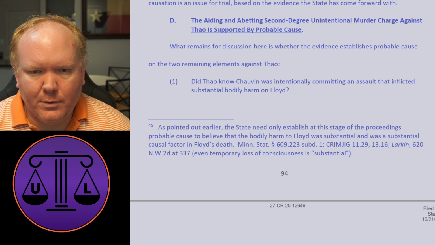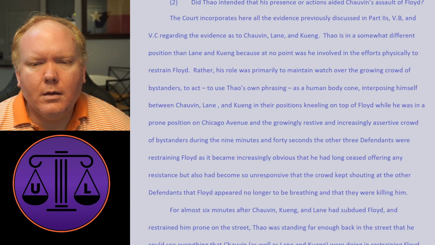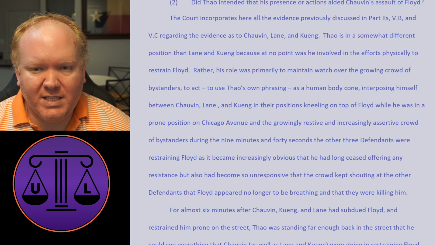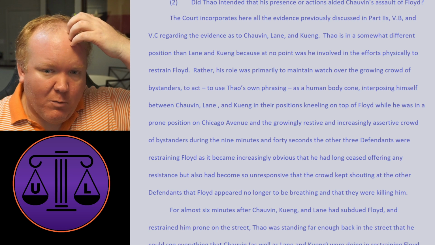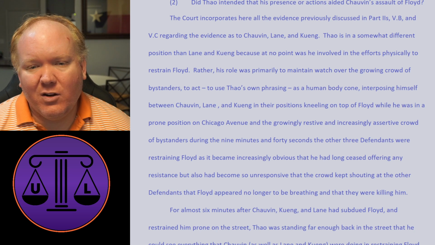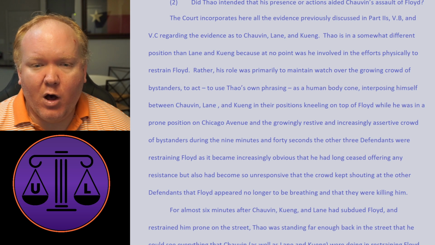And then as to Thao, Thao's in a somewhat different position because at no point was he involved in the efforts to physically restrain. Okay, so then his liability becomes a lot more dubious because what did he do to aid? Rather, his role was to maintain watch over the growing crowd, to use Thao's own phrasing, as a human body cone, interposing himself between the crowd and his fellow officers.